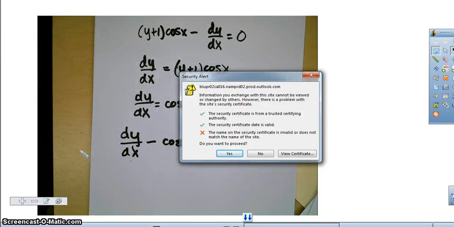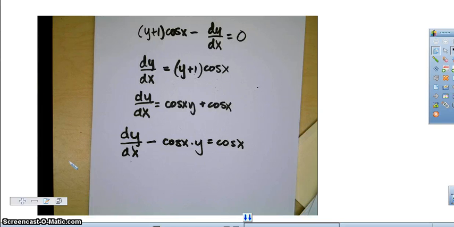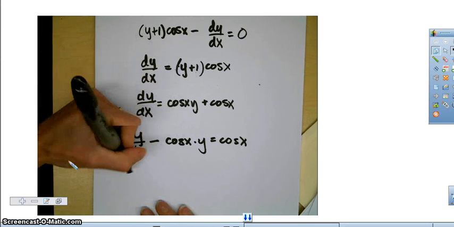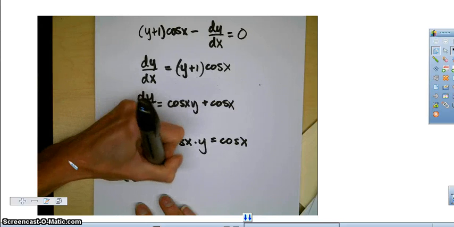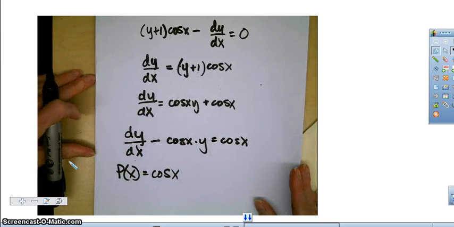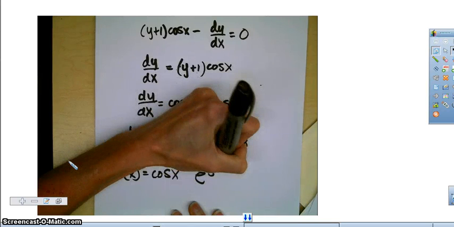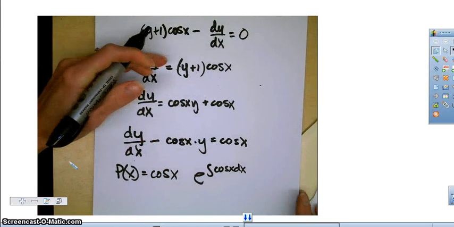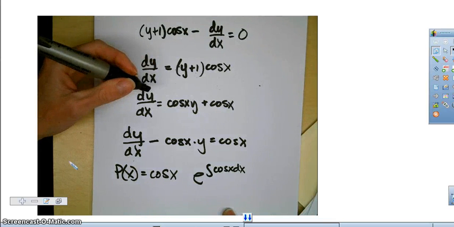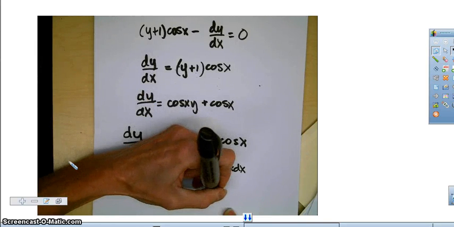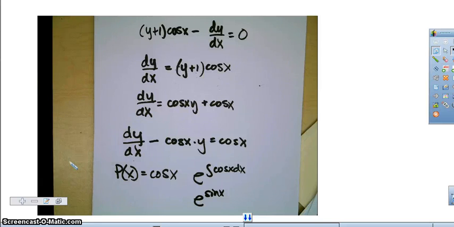All right. So what is my p of x in this problem now? What is it? Cosine of x. So my p of x is my cosine of x. So I need to find e to the integral of cosine of x dx. What is the antiderivative of cosine of x? That is the derivative of cosine. It is just sine, so this would be e to the sine of x. You don't need to do the plus c thing here. That'd be too many c's. We just need any antiderivative in here.